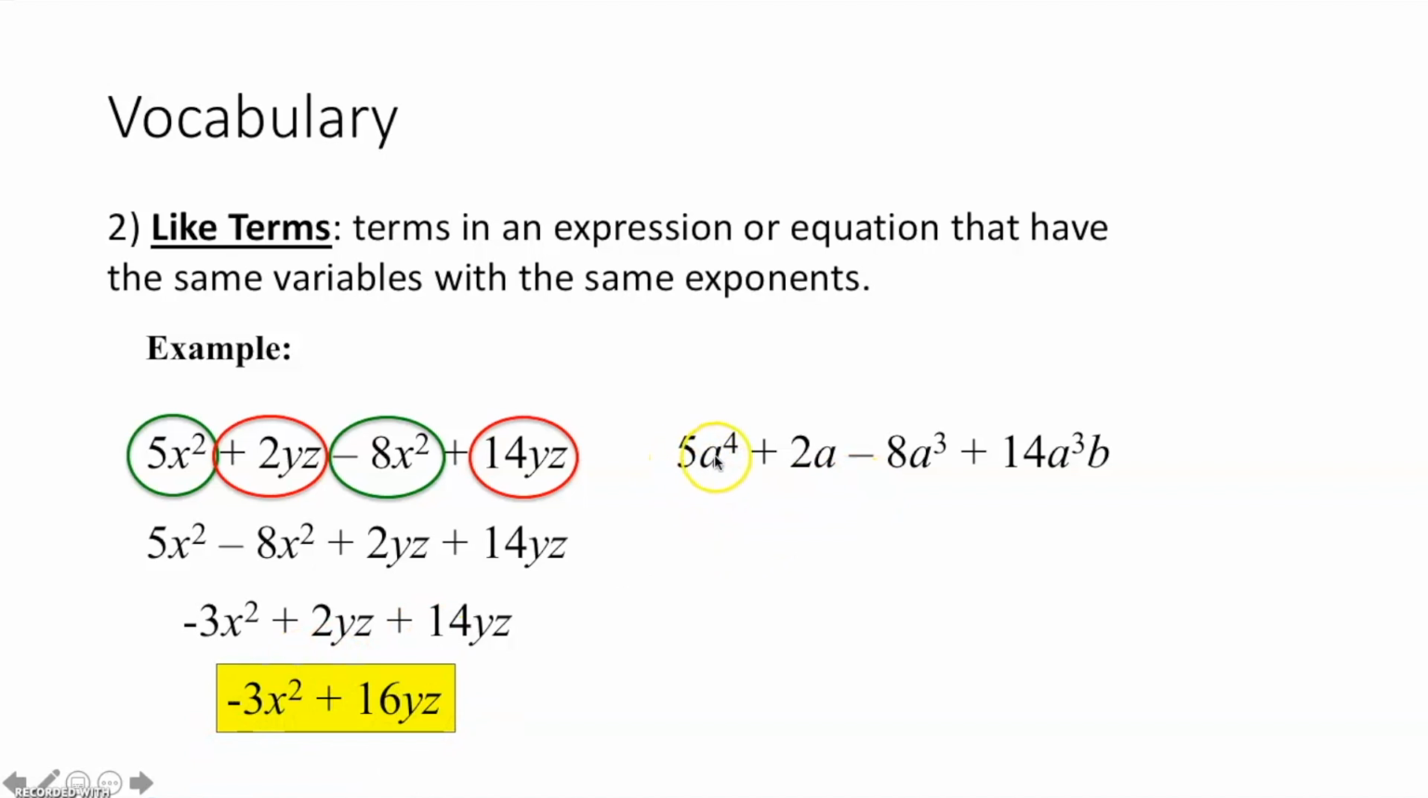Over here, we have a to the fourth. We're looking for another a to the fourth. A to the fourth, a to the fourth, a to the fourth. No a to the fourth. So there's no like term with a to the fourth. What about a to the first? A to the first, a to the first. No, no like term with a to the first. What about a to the third?